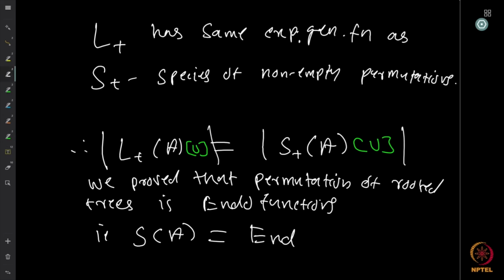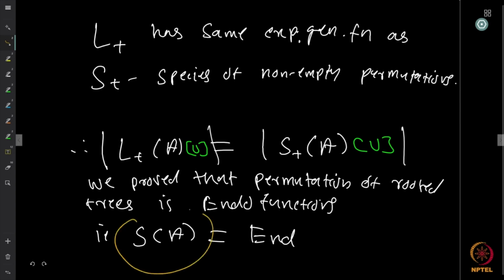Now, if you recall, when we were looking at this graph, we proved that the permutation of rooted trees is basically endofunctions. Endofunctions can be thought of as, if you look at the map of an endofunction, it has this nice structure: all the paths on the trees go to a specified vertex, and the roots of the trees sit in a cyclic structure.